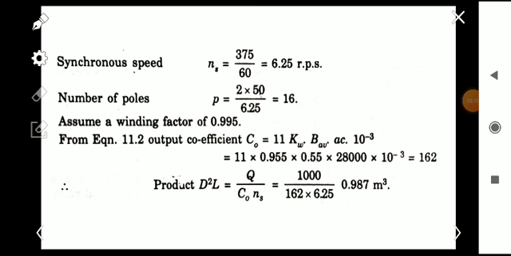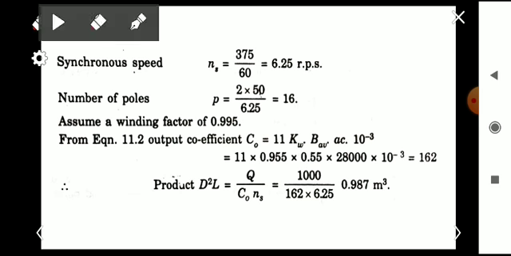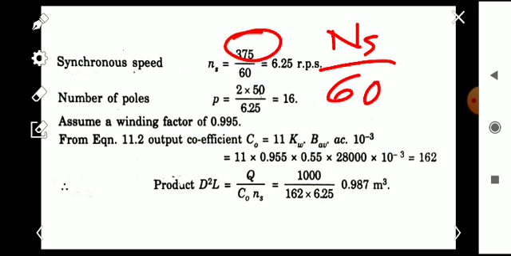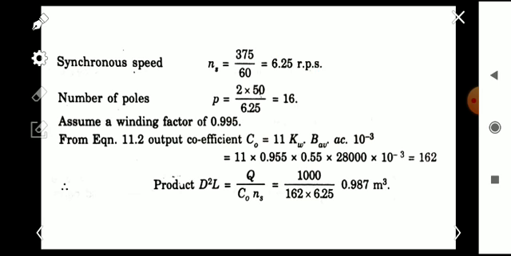First, as we discussed earlier, we are going to find the small ns, that is the synchronous speed in RPS. For finding that, the equation is capital Ns by 60. We know that capital Ns is 375, so 375 by 60, and we will get the answer as 6.25 RPS.